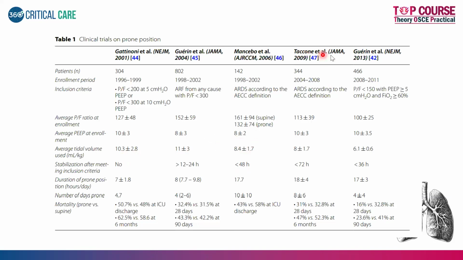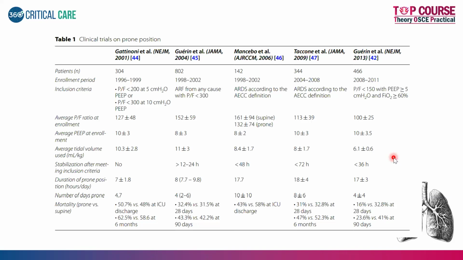Then Taccone et al. and Guerin himself, again in his Proseva trial, that is what I discussed in the previous slide, reduced the tidal volume further to 6 ml per kg, and they saw better outcomes at both 28 days and 90-day mortality. So this is something we need to focus on. This is one of the first trials which gave us an understanding that there is mortality benefit with prone ventilation, especially in moderate to severe ARDS. Whenever the patient went into that stage of a PF ratio of less than 150, it is better to prone these patients, and they seem to have better outcomes.